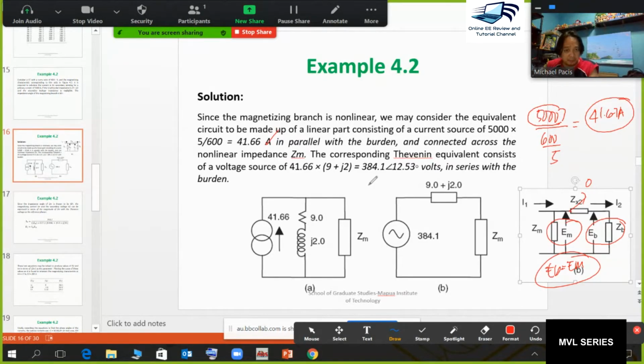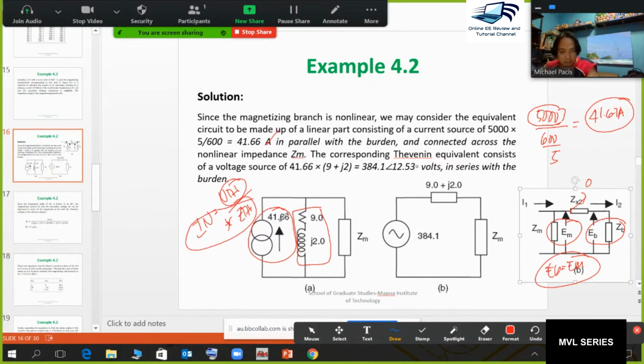By transformation ratio, you have 41.67 in parallel with this burden impedance, because they are connected in parallel right now, right? So, it is like transformation ratio. That IN is equal to Thevenin's voltage divided by whatever your ZTH is. So to get VTH, multiply IN by ZTH.